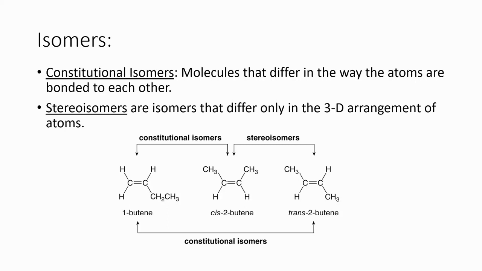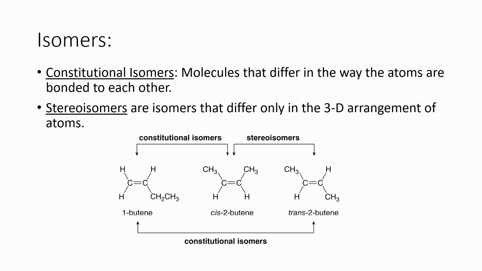We're looking at these ones, which are constitutional isomers because they're completely connected differently. So here we have 1-butene. Here the double bond is in the second position, 2-butene. And then these are called stereoisomers because the double bond is in the exact same spot.